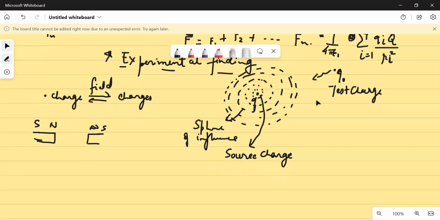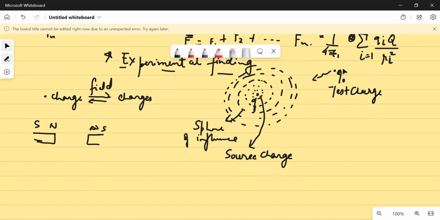So what do we say? We say: what is the force that it exerts on this test charge? So the force vector will be K Q Q naught upon R square. If this charge Q exerts force on Q naught, and for simplicity both of them are positive, this will be K Q Q naught upon R square. Is that clear to you?